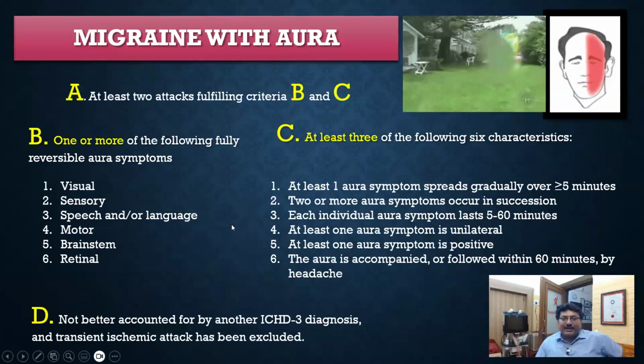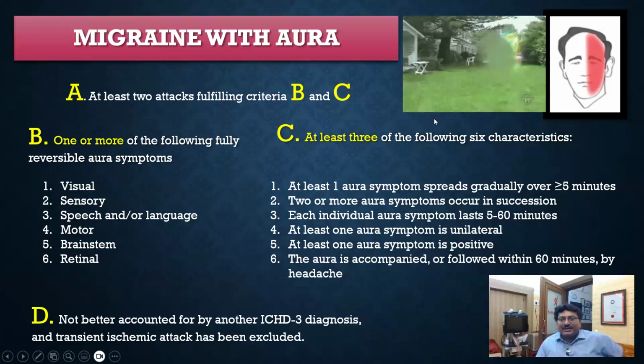Next comes migraine with aura. The patient should have at least 2 attacks fulfilling criteria B and C. So what are B and C? In B, there should be one of the following fully reversible aura symptoms. Remember, aura symptoms, however bad they might be, should be fully reversible. It could be a visual aura, a sensory aura, speech or language difficulty, a motor aura, a brainstem aura, or a retinal aura. Among these, it should have one or more reversible characteristics.